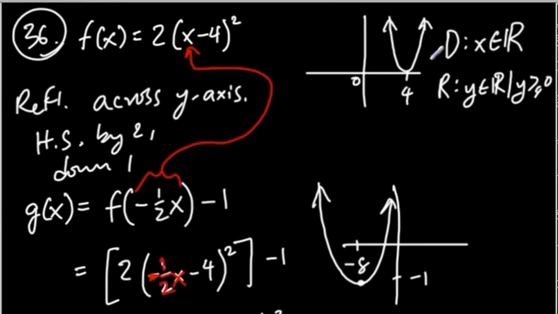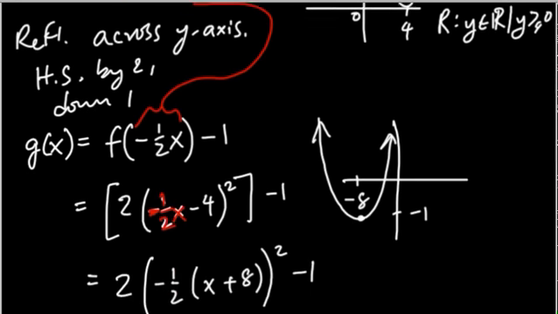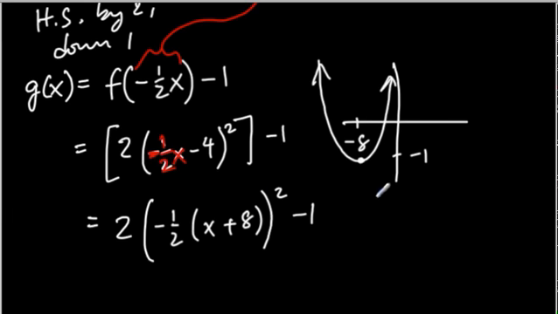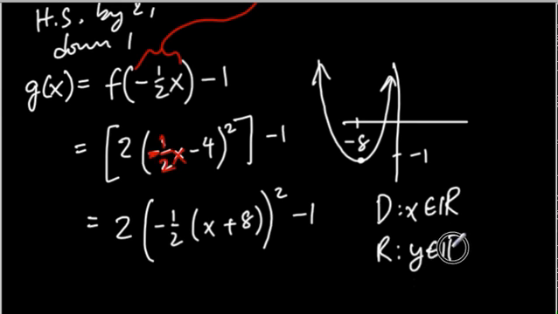So there's 2 ways to do it. You can go to the original and see how that would change, or you can basically write it out the way I've done, and you should get the same answer. So let me write the domain. Domain is x is an element of reals, and the range is y is an element of reals, but now y is greater than or equal to negative 1.